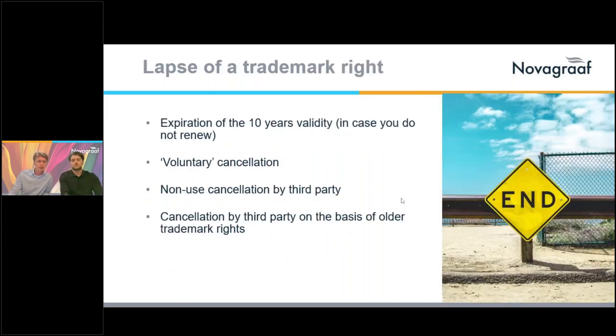The duration of trademark registration is 10 years, as I said before, and you can renew it every 10 years, and if you do not, then it will, of course, lapse. You can voluntarily withdraw your trademark registration. You can have a non-use cancellation filed against your trademark registration by a third party, and if you cannot prove the use, you will also lose your trademark right. And if a third party files a cancellation action on the basis of their older trademark rights and it is successful, then you will also lose your trademark right.